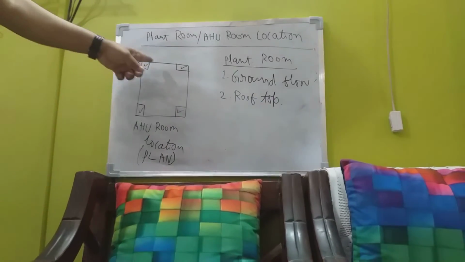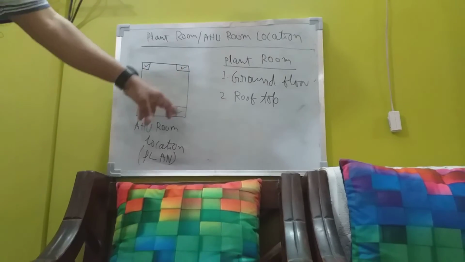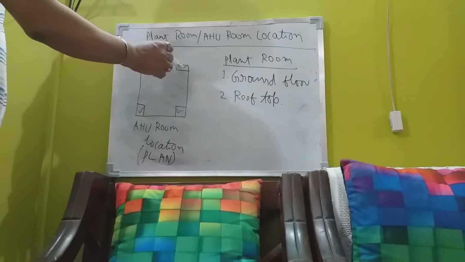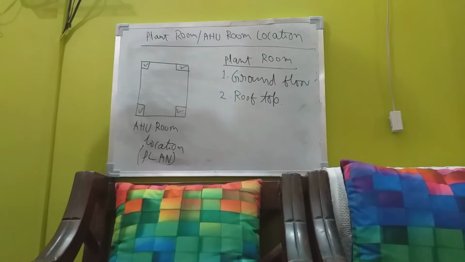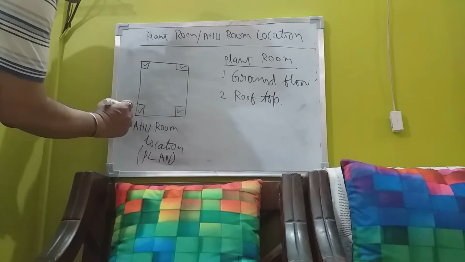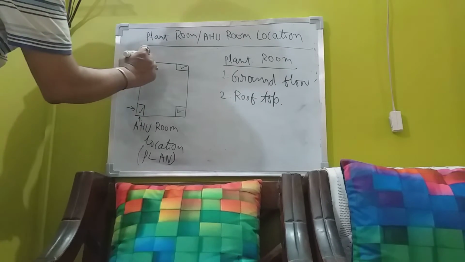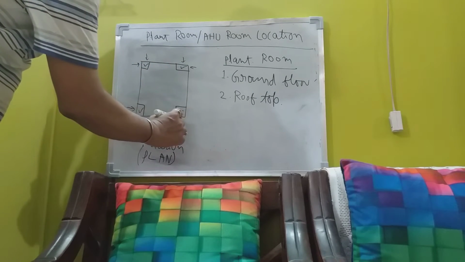But if you don't get an AHU room at the free area of the building, there is an alternative arrangement also that I will be talking about. But as a typical or ideal case in a building like that, the AHU room should be here, or here, or here, or here. So that fresh air can be taken from here, here, here, here, here, and here.